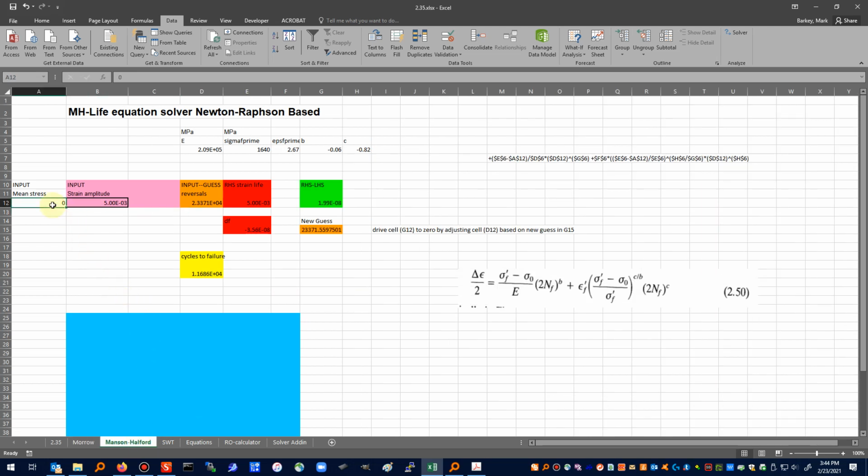Manson-Halford. Mean stress of 140. Amplitude of 0.005. Initial guess 10,000.